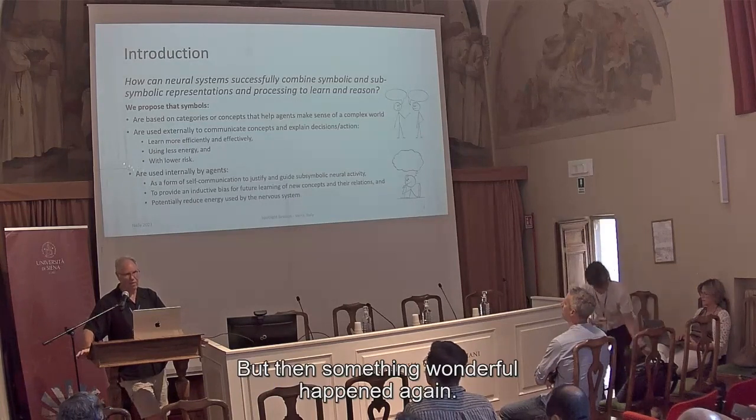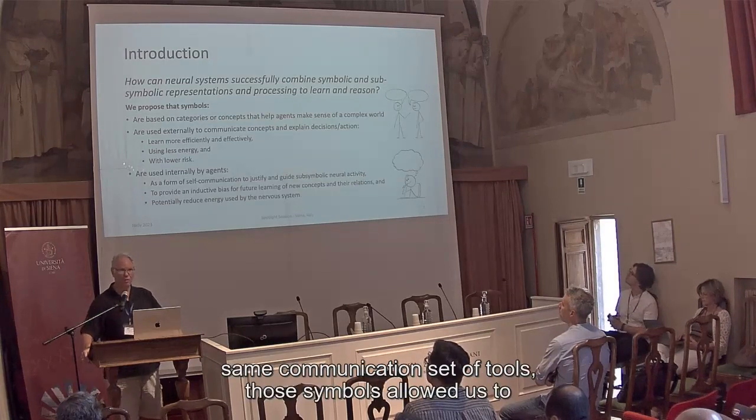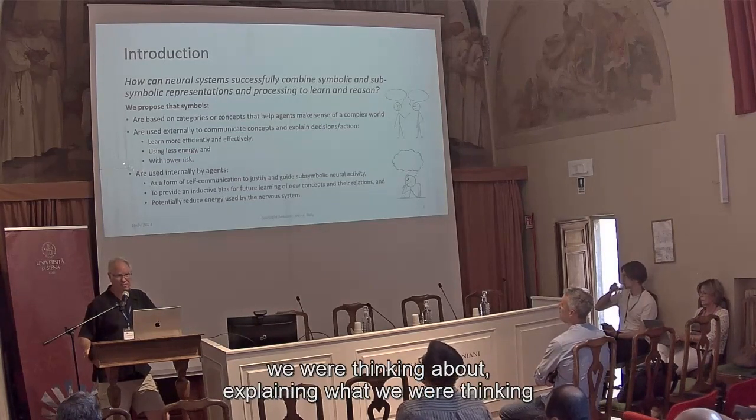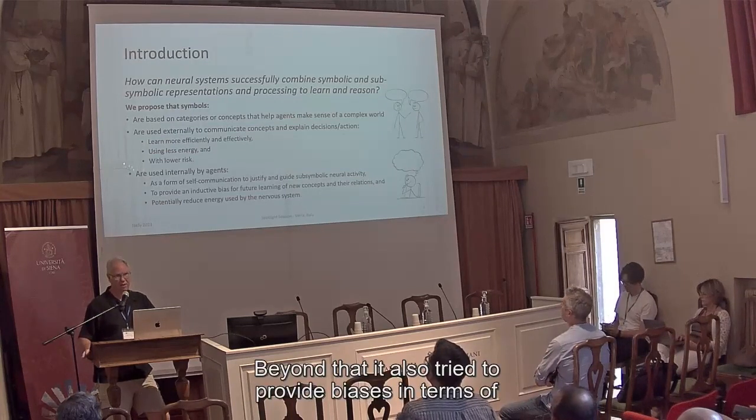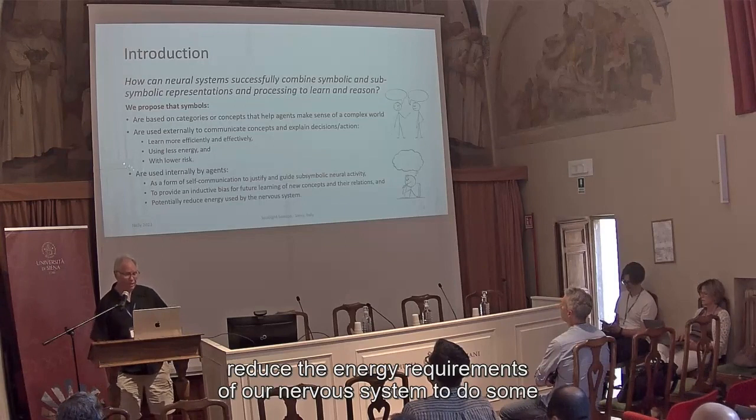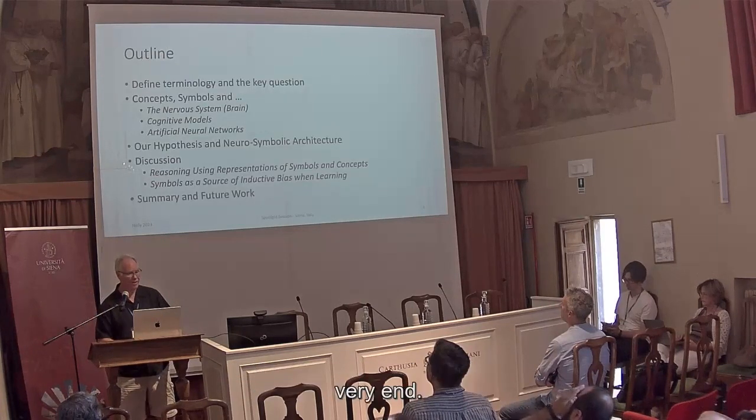But then something wonderful happened. Again, this is our thinking about this: that same communication set of tools, those symbols, allowed us to start self-communicating internally, thinking about what we were thinking about, explaining what we were thinking about. Beyond that, it also started to provide biases in terms of inference and for learning that are very useful, and potentially reduce the energy requirement of our nervous system to do some of those things. And I'll talk about that just at the very end.